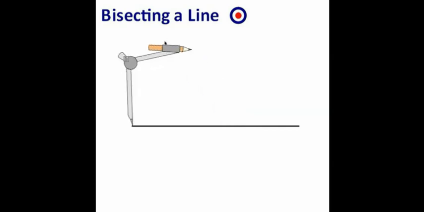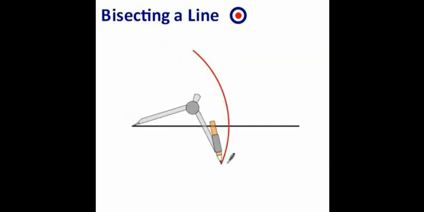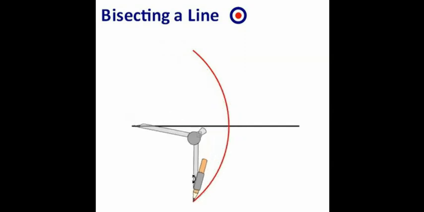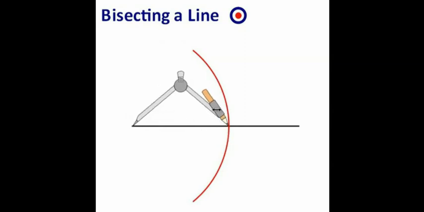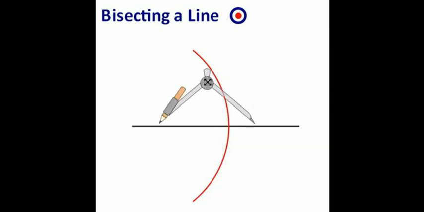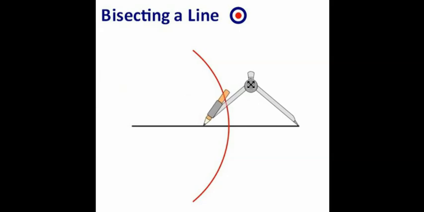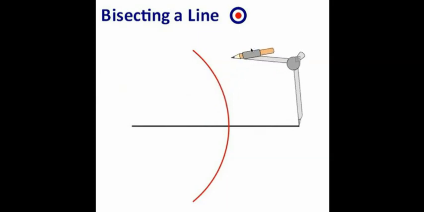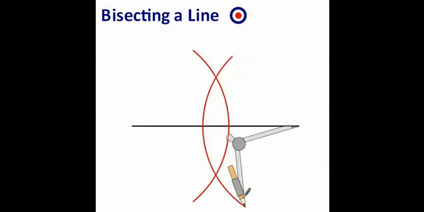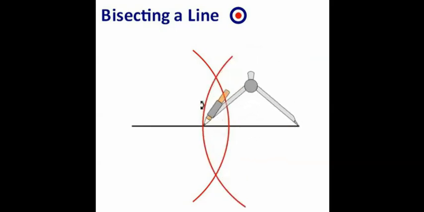I'm then going to lift it up and draw a large arc that goes from the top to the bottom and intersects the line. Now, the vital part of this is to make sure that when you move your compass to the other side, the distance between the needle and the pencil has remained exactly the same. Next step, again, lift up your compass and draw a large arc. You should see that your 2 arcs have intersected at 2 different points.